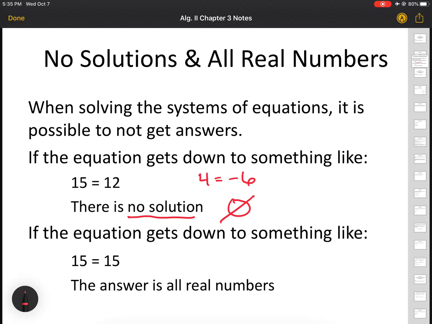And even if your equation gets down to something like 15 equals 15, or -7 equals -7, then the answer is just all real numbers. Not no solution, all real numbers.